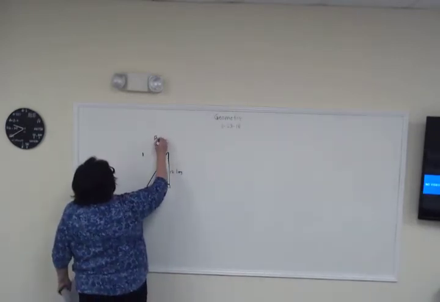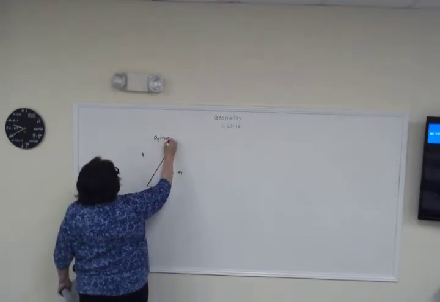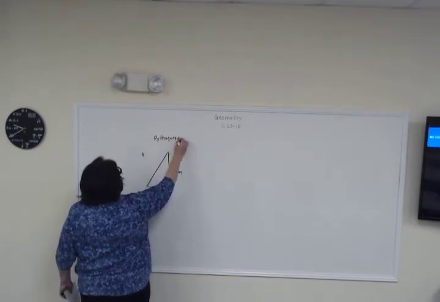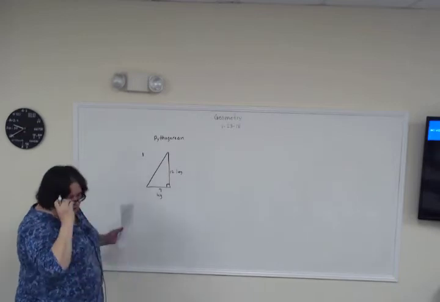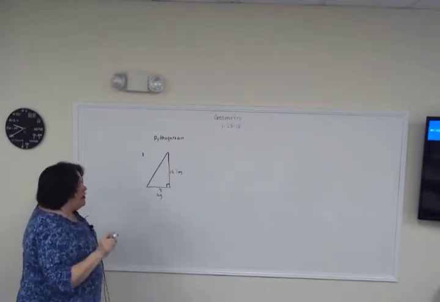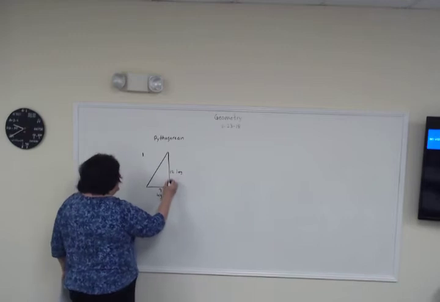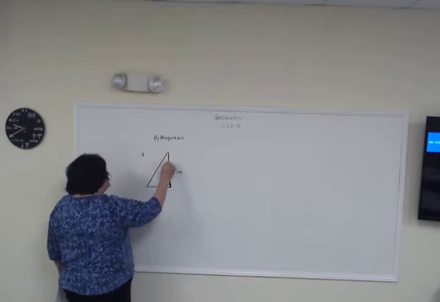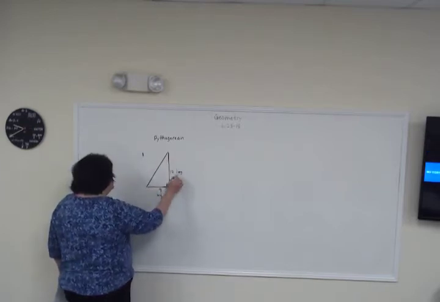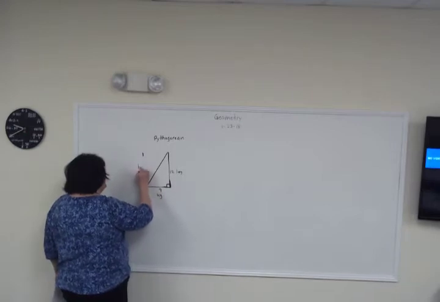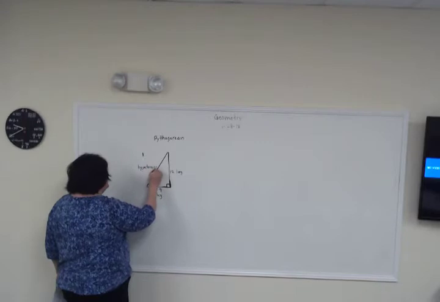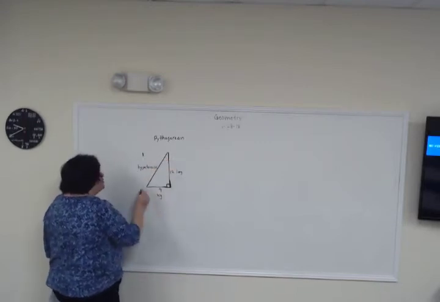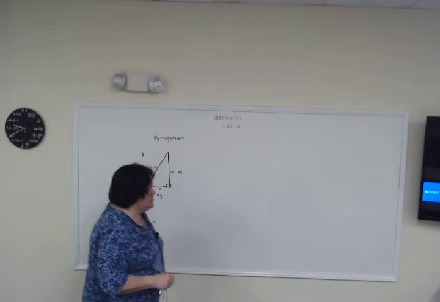Okay, so we're talking about the Pythagorean Theorem. Look up here now. Pythagoras came up with this discovery that when you have a triangle that has one right angle, one 90-degree angle, the two sides that make up the right angle are the legs. And the side across from the right angle is called the hypotenuse.